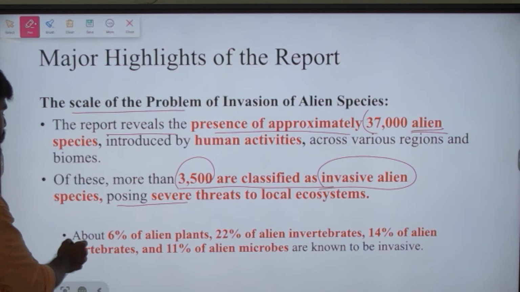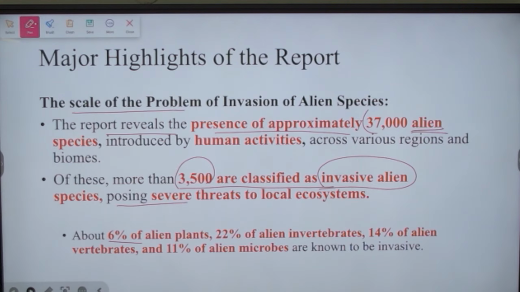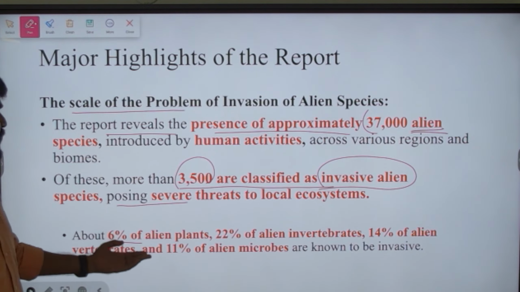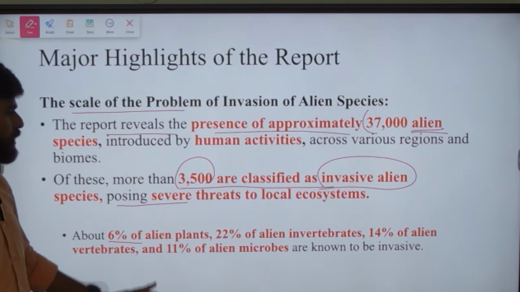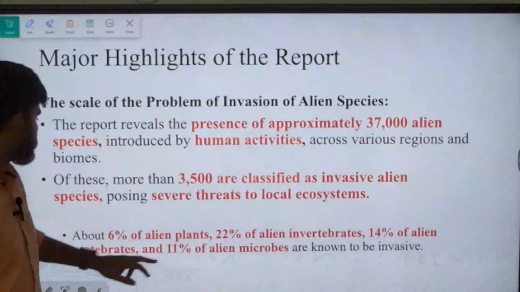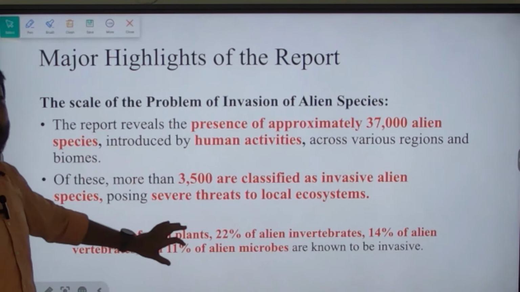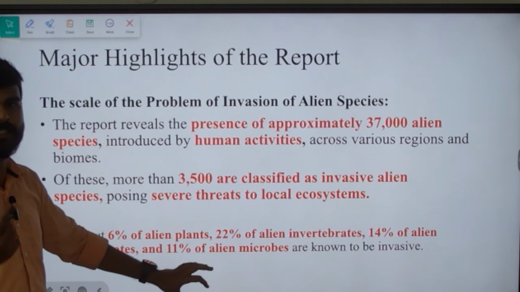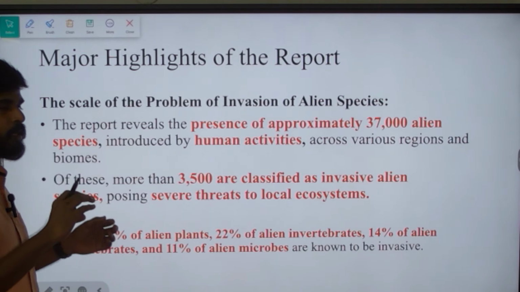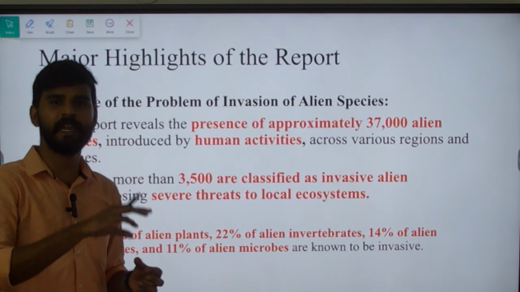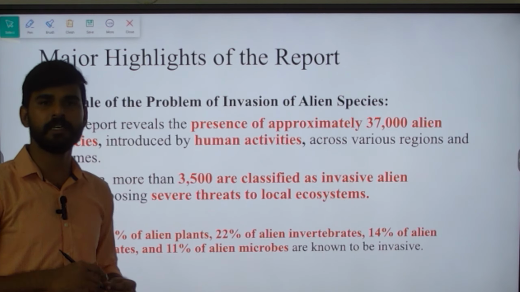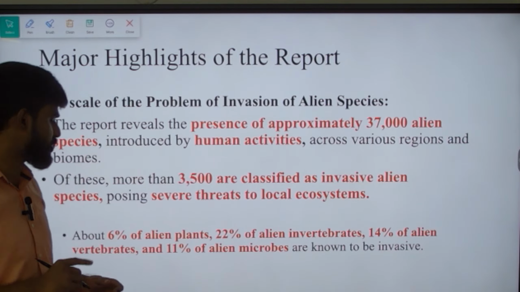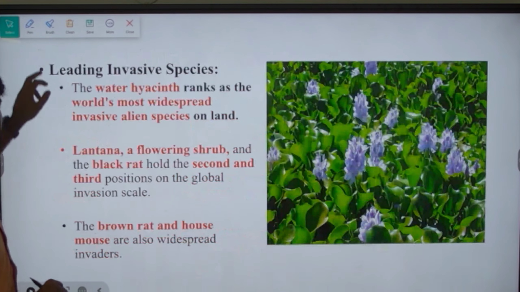And of these 3,500, 6% is plants, 22% is invertebrates, 14% vertebrates, and 11% alien microbes. So these details are important. From this, you must understand that invasive species are not only plants. There are also vertebrates, invertebrates, and microorganisms. Every other thing is considered as invasive. So the basic concept is, when they are relocated from their native region to another region, that is called an alien species, and when they disrupt the ecosystem, they become invasive alien species. So this is the concept.